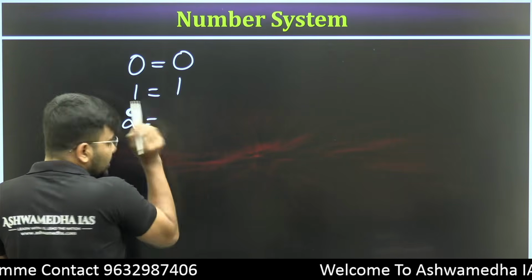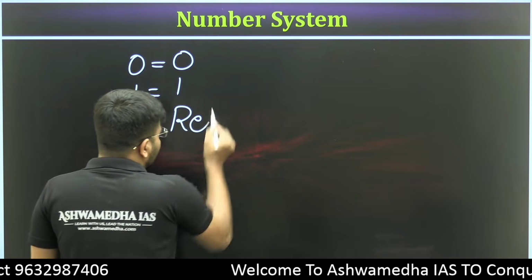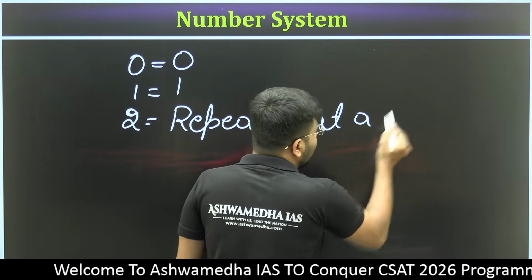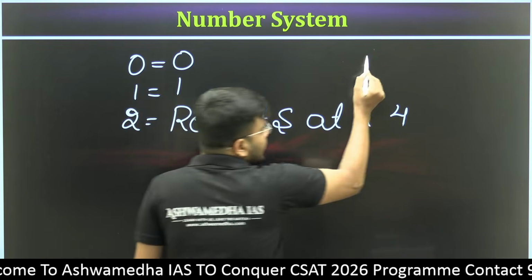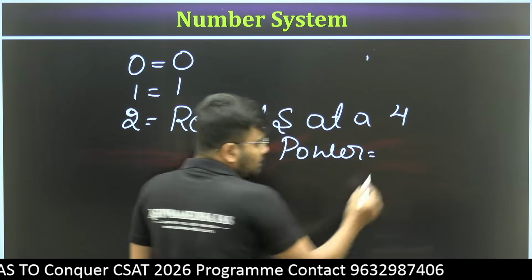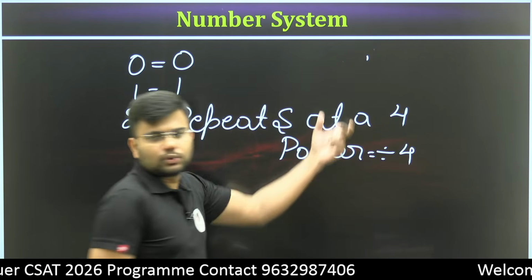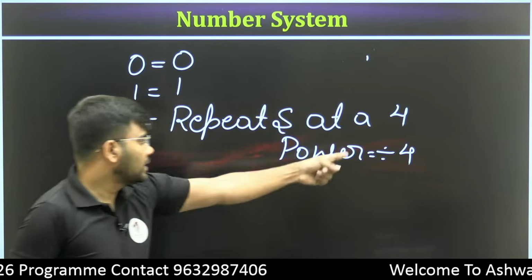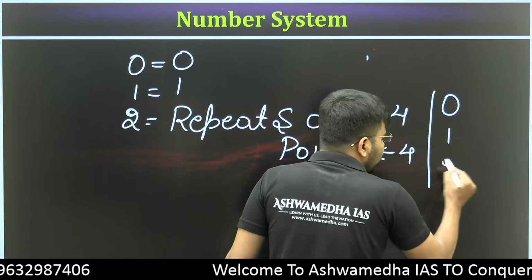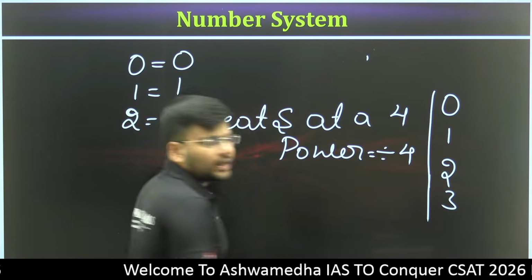2 in the unit digit repeats at a cycle of what? 4. What are we supposed to do? Take out the power and divide it by 4. Make these notes properly. If you divide any number by 4, you will get a remainder of 0, 1, 2 or 3. That's it. You won't get a remainder of 4.